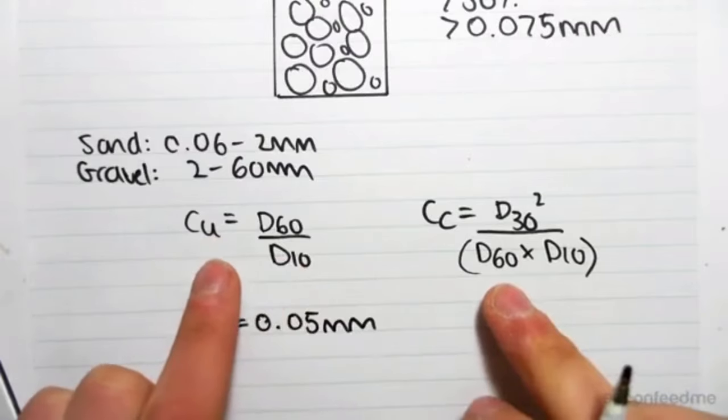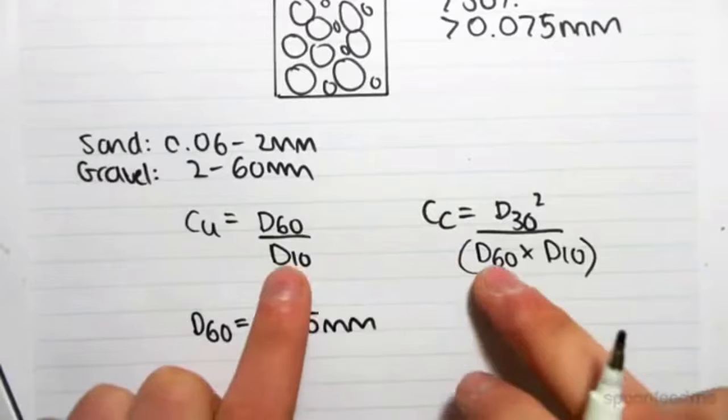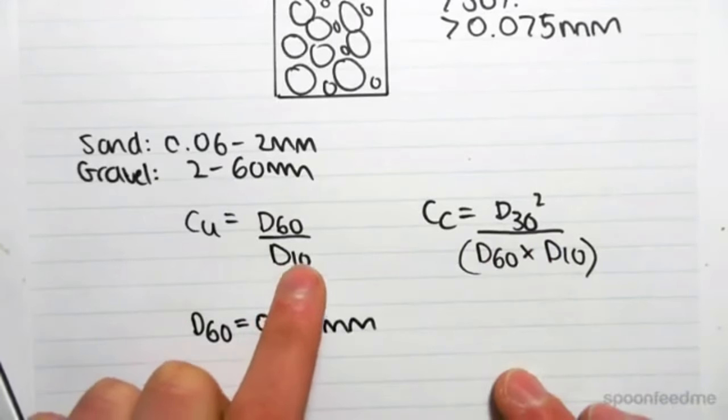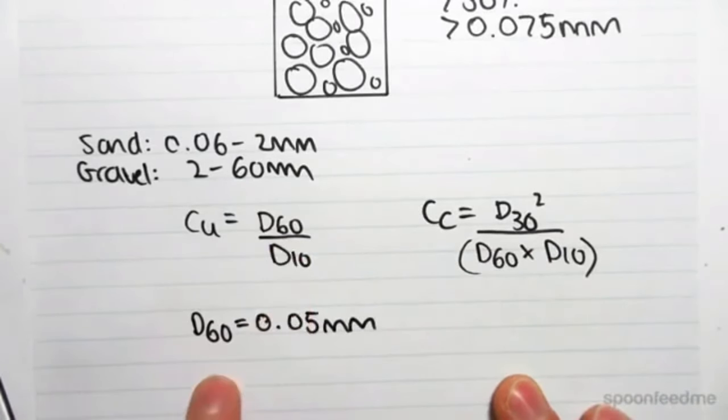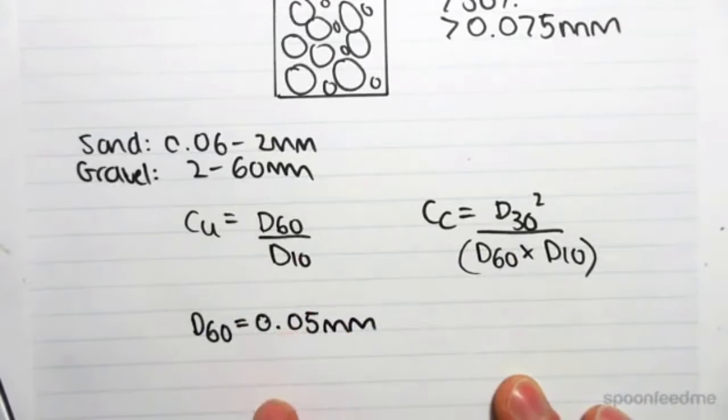So we just need to know what C subscript U and C subscript C are. We're going to be doing an actual numerical example to work out both, so don't worry so much about them now, but just realize that all it is, we go to 60%, 30%, and 10%, and we find their corresponding diameters.